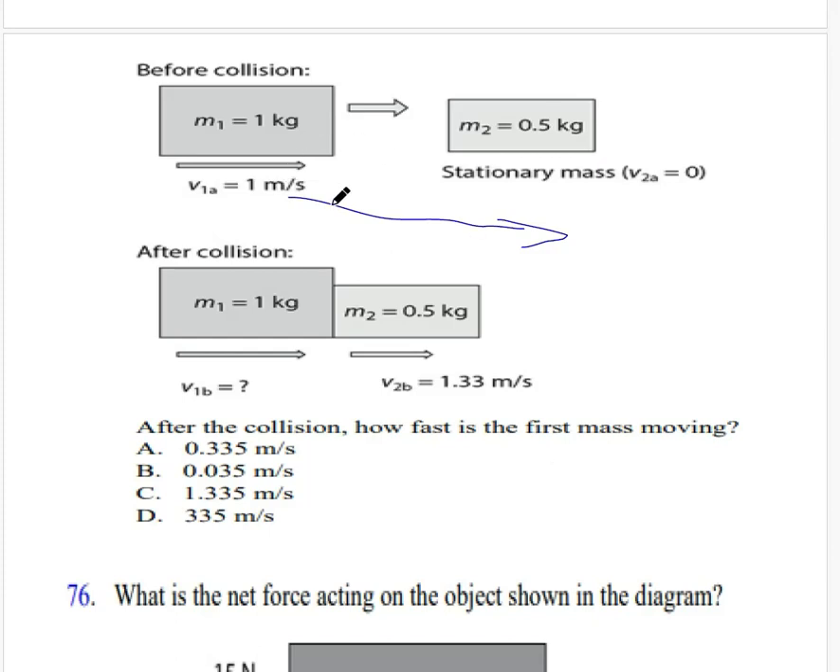Just simply divide it by 1.33. How fast is the first mass moving? It talks about what would be the velocity here after they collided. So we have to simply add the total mass, which is 1 plus 0.5, which is 1.5. And 1.5 divided by 1.3, that is 1.335 meters per second. So the answer here is letter C.